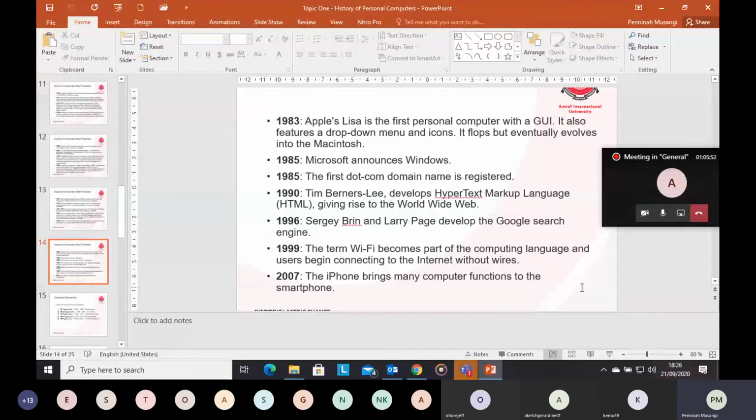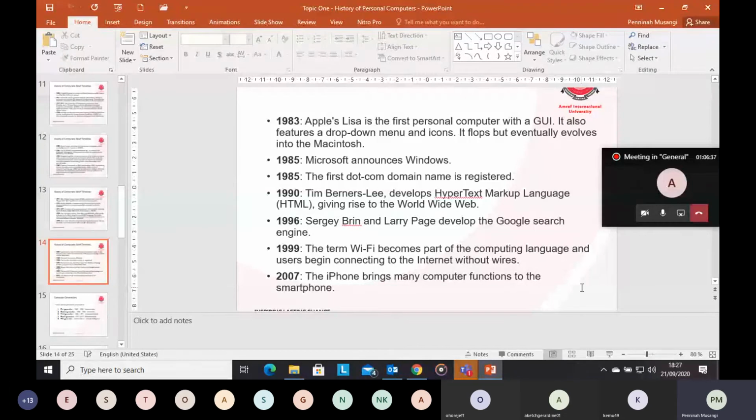1999, Wi-Fi, what we call wireless hotspots, became part of the computing language, and users began connecting to the internet without wires. Before that, Robert Metcalfe had invented the idea of Ethernet. Ethernet is the cable which you use to connect your computer to the internet. So that was what was working up to 1999, when the term wireless or Wi-Fi came in, and this allowed people to connect to the internet without necessarily using wires.